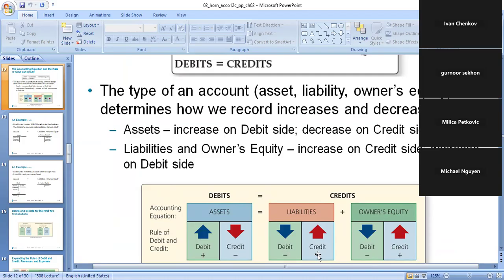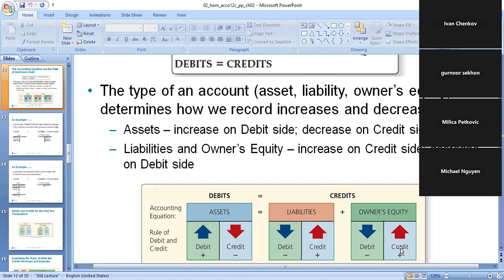Every time the company gets a receipt but doesn't pay for it, that's going to increase the liability. And every time the company uses cash to pay the liability, that's going to decrease the liability on the debit side, but it's going to decrease our cash too.